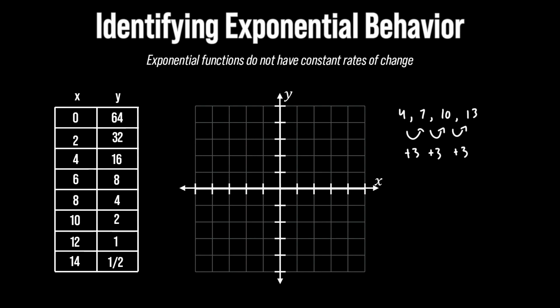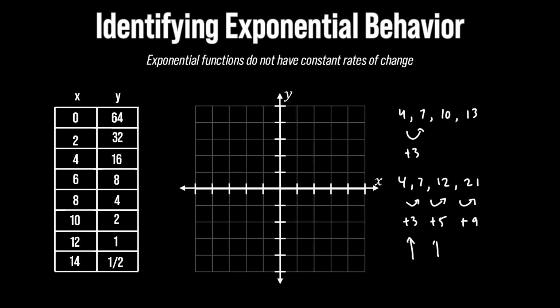Now, exponential functions don't work that way. The intervals are always going to keep increasing in value. So for example, if we had 4, 7, 12, and 21, the first interval would be 3, the second interval would be 5, and the third interval would be 9. Here we can see that the rate of change is not constant. It first starts at 3, then from 3, we up the rate of change to 5, and then to 9.